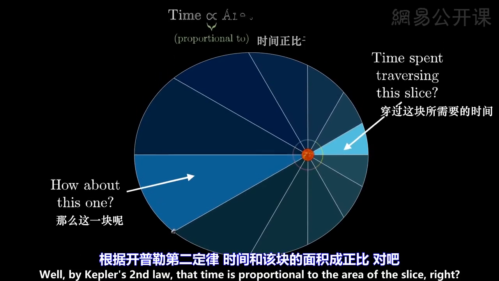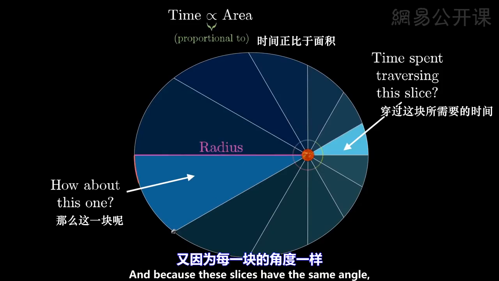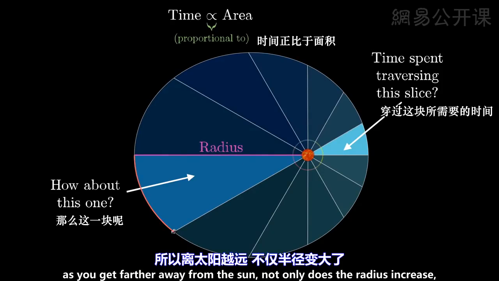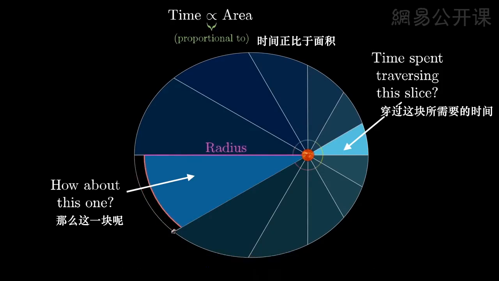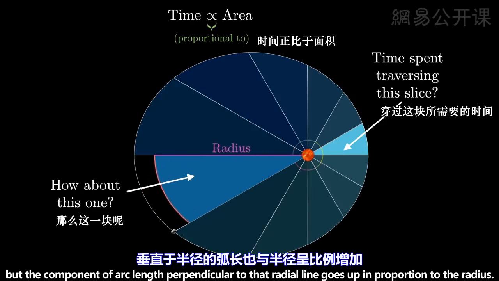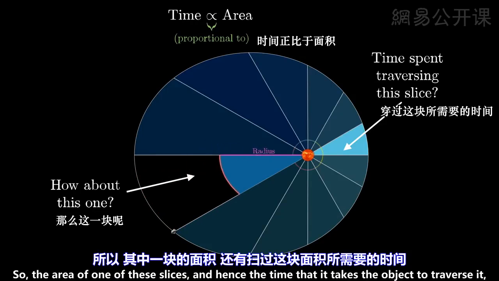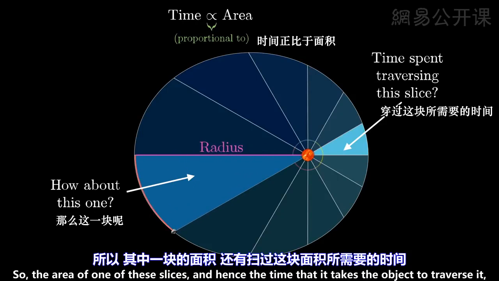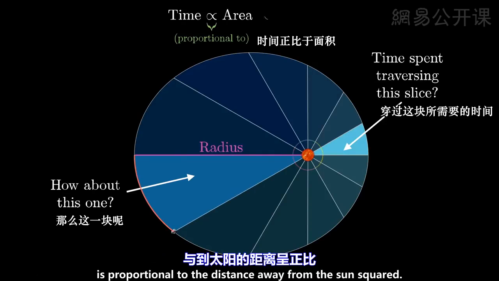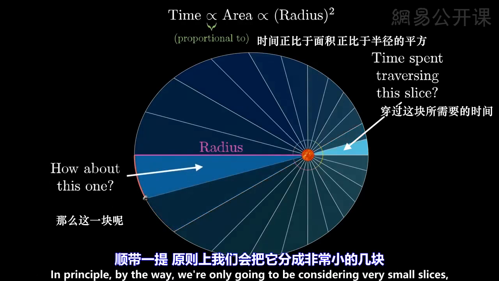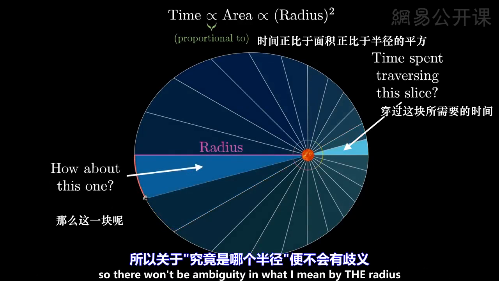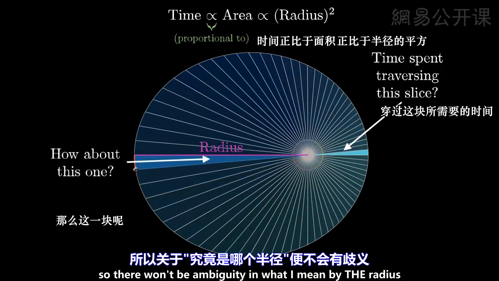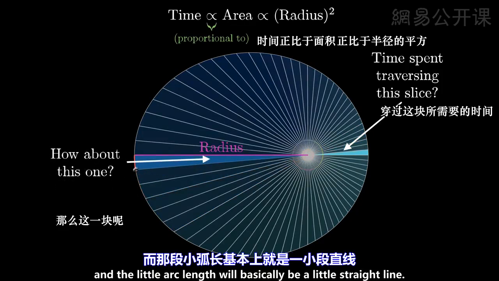Well, by Kepler's second law, that time is proportional to the area of the slice, right? And because these slices have the same angle, as you get farther away from the sun, not only does the radius increase, but the component of arc length perpendicular to that radial line goes up in proportion to the radius. So the area of one of these slices, and hence the time that it takes the object to traverse it, is proportional to the distance away from the sun squared. In principle, by the way, we're only going to be considering very small slices, so there won't be any ambiguity in what I mean by the radius, and the little arc length will basically be a little straight line.